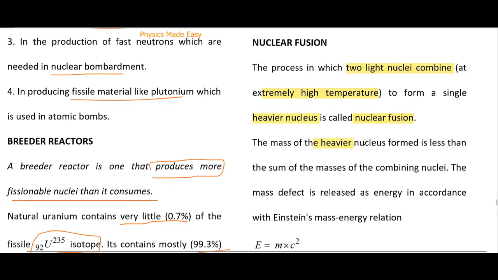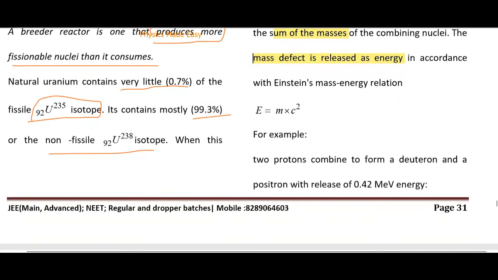The mass of the heavier nucleus formed is less than the sum of the masses of the combined nuclei, and the mass defect is released in the form of energy according to Einstein's relationship. There is a mass defect, and due to that some of the mass is lost and converted into energy. Because of this, E is equal to mc square equivalence. Two protons combine to form a deuteron, and the energy released is 0.45 million electron volts.